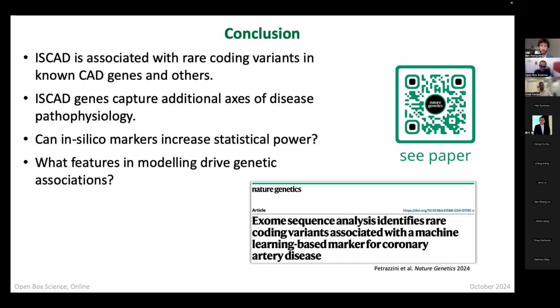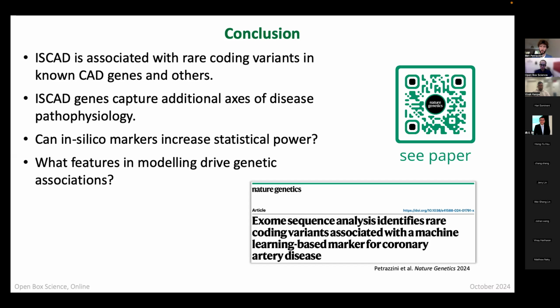ISCAD considers all of the EHR. And open questions are whether ISCAD actually increases statistical power altogether, and that's why we identify rare coding variants, which were lacking in the last 10 years, or whether it identifies novel pathways that you cannot identify with CAD cases and controls and serves as a complementary tool. And then also understanding what features in the model drive genetic association. That's very important to understand what's the disease mechanism that you are capturing with the score.